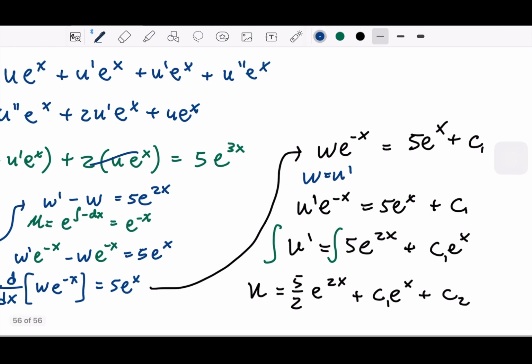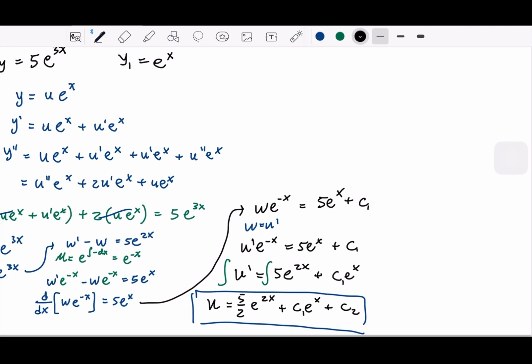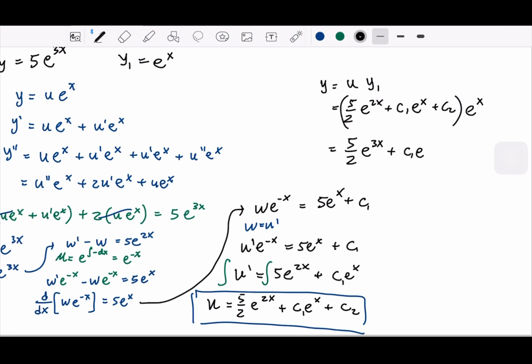This is u. But we need to find the y. So y is u times y1. So 5/2 e^x plus c1 e^x plus c2, multiplied with e to the x. So we have 5/2 e^(3x) plus c1 e^(2x) plus c2 e^x. Okay. Now we have these expressions.